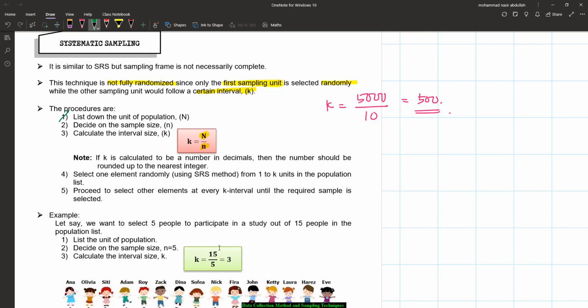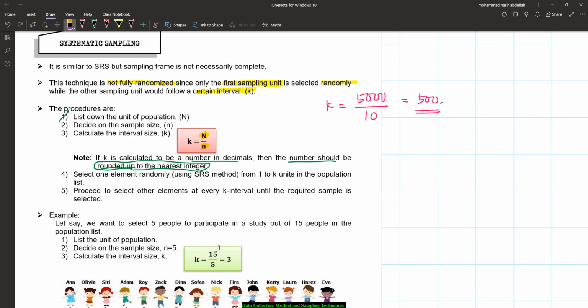First, we need to list down the unit population, then decide the sample size, and calculate the K interval size, which is the K interval. Right. So K is calculated to be a number with decimals. Then the number should be rounded up to the nearest highest integer. So let's say kita dapat dalam bentuk interval, decimal, 500.2 for example. So we need to round up, bukan round down. Round up, so it should be 501. Okay. This is the example lah kalau kita dapat in decimal point.